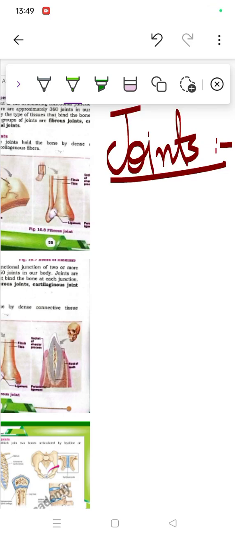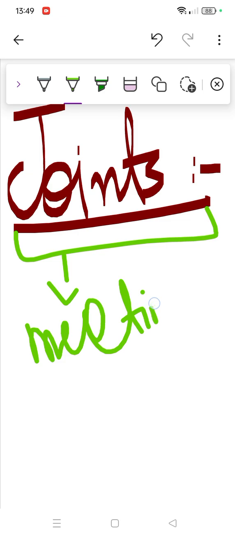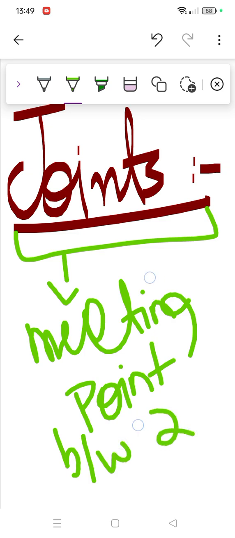So today we'll start a joints topic, which is going to be a detailed video. We'll cover everything. So let's start. What does this word joints mean? Joint simply means meeting point. Meeting point between two bones is called a joint.